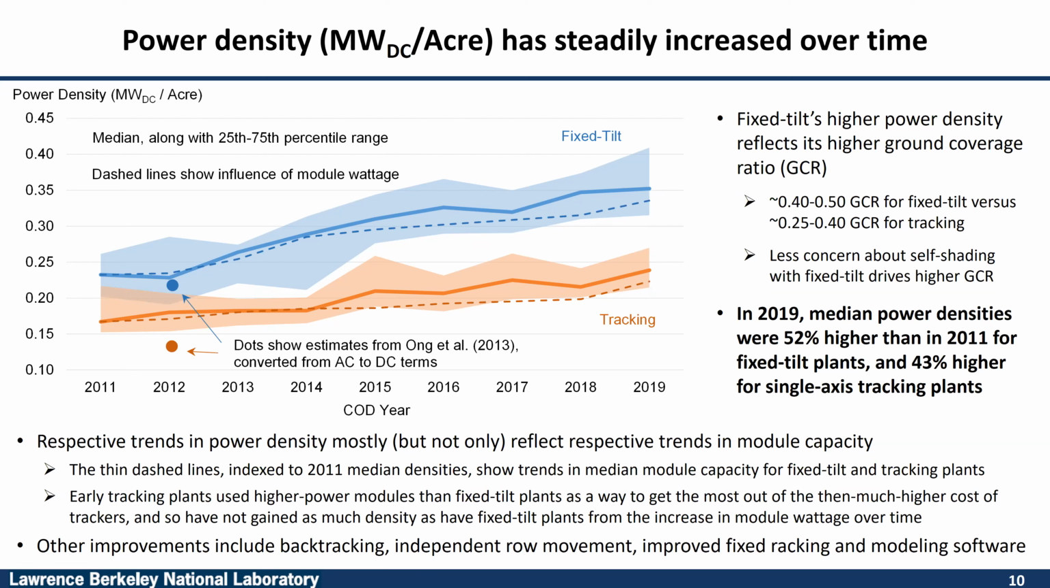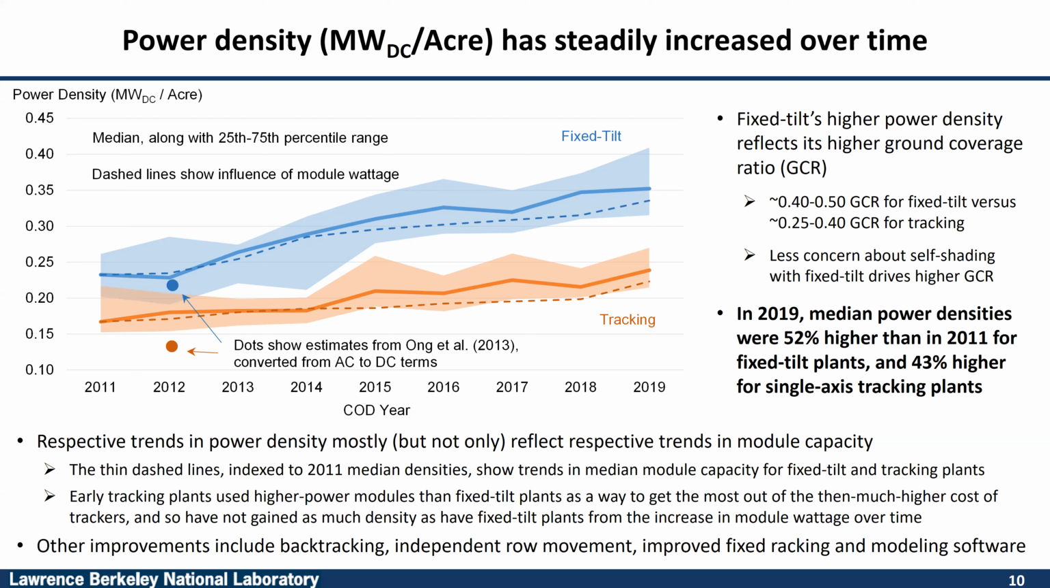First, you'll notice that fixed tilt plants shown in blue consistently have higher power densities than the tracking plants shown in orange. This is because fixed tilt plants typically have a higher ground coverage ratio, and ground coverage ratio is simply a measure of how tightly the modules are packed into a given area. Because fixed tilt modules are by definition stationary, there's less concern about self-shading in the mornings and evenings than you would have with a tracking plant, which allows for tighter row spacing and thus a higher ground coverage ratio, which in turn translates directly into a higher power density.